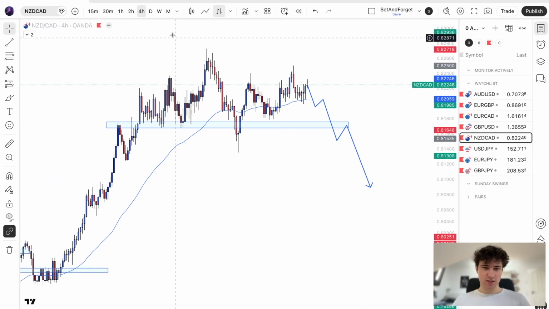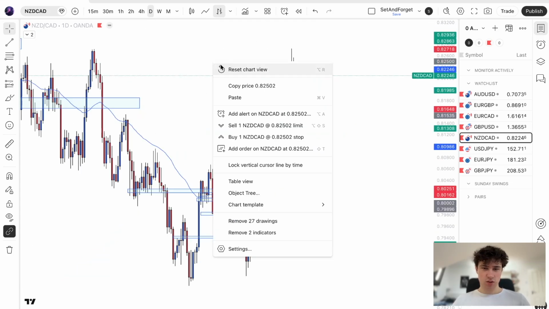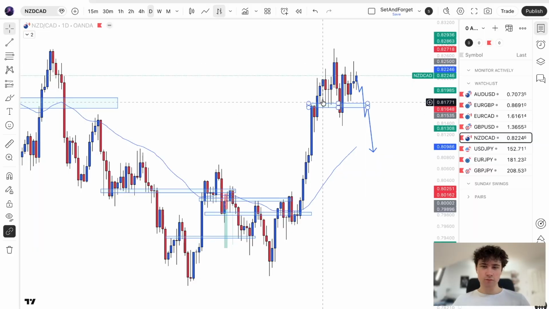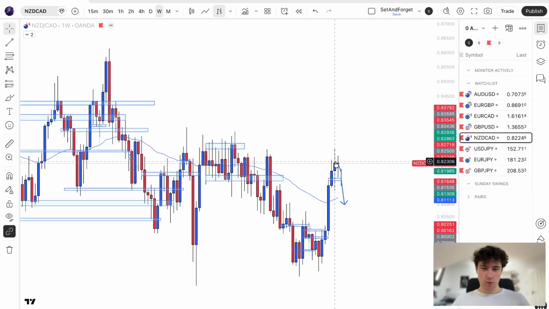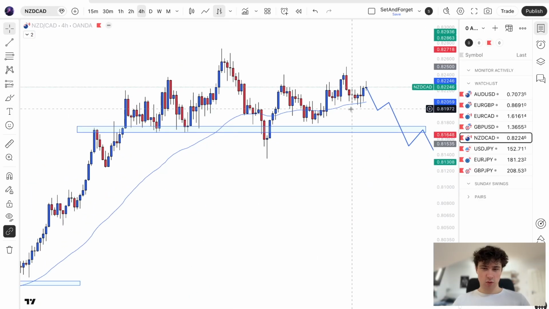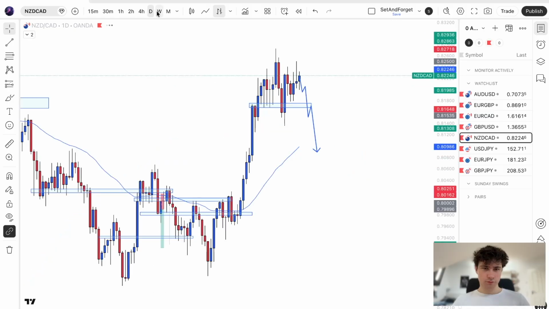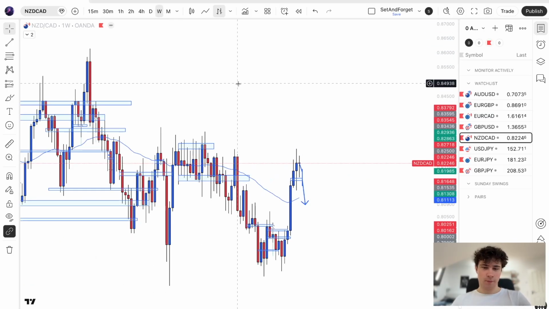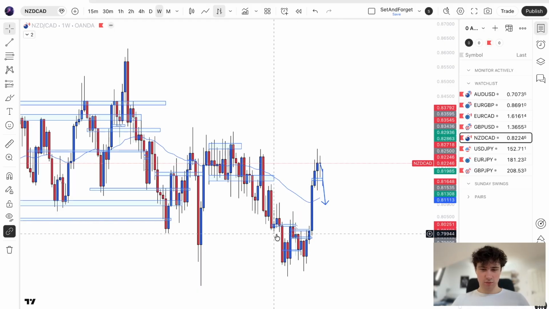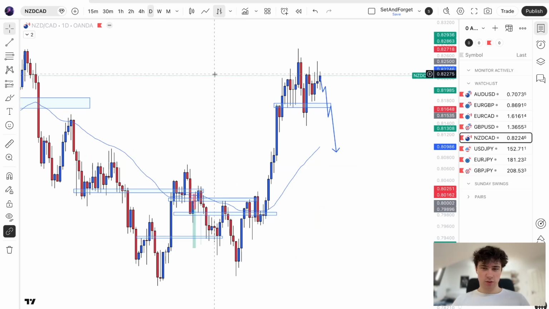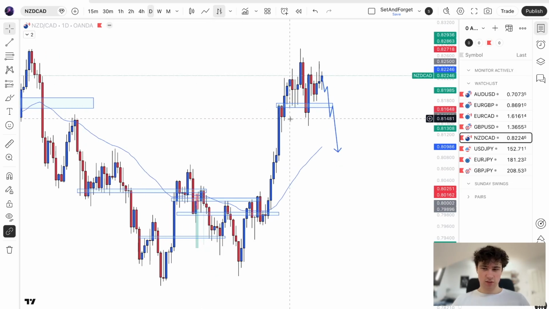Then NZD-CAD. NZD-CAD break below this area of interest on the 4-hour. It's also a high risk trade. On the daily we are bearish. On the weekly we had a wick. And on the 4-hour, if we break below this area of interest, we are definitely bearish. So it is high risk considering this move to the upside, but we do have some indications that we could now have a move to the downside.